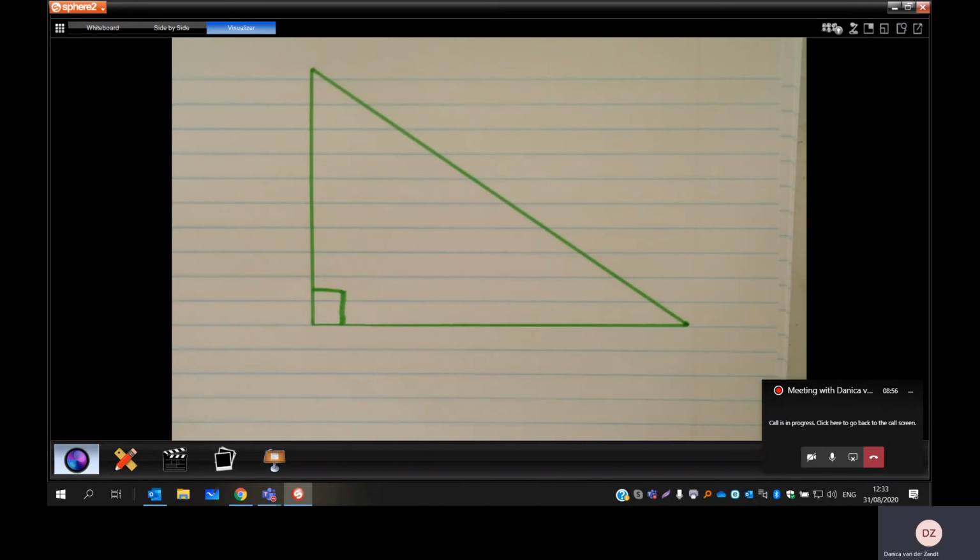Then I want you to have 2 additional writing utensils. So either a highlighter, a Koki, a pencil, something that you did not draw your triangle in. So I will use brown and purple, but you can use anything. Maybe a pencil and a red pen, or a pencil and a black pen, or anything else.